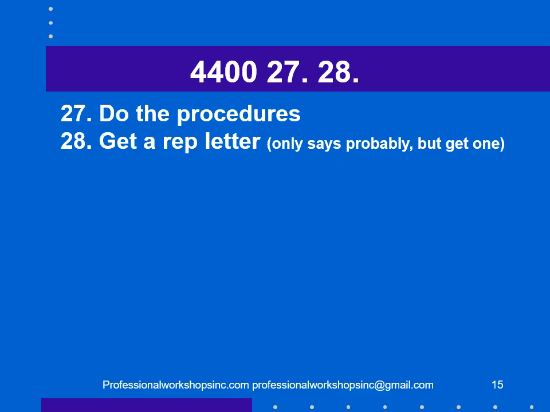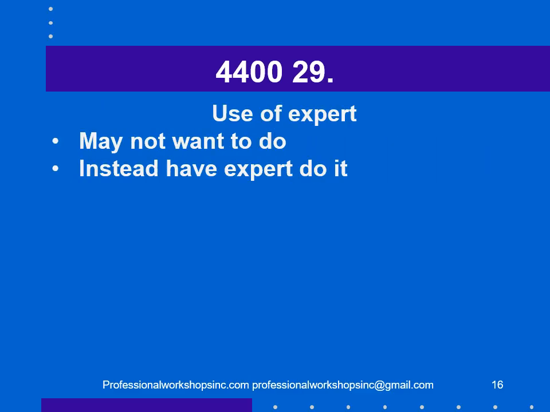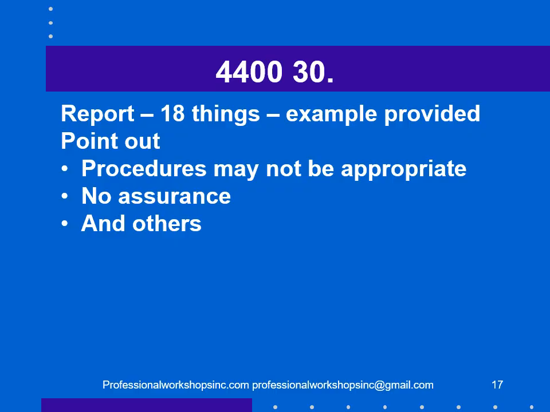And careful about this. 29 talks again about use of an expert, that you may not want to do it yourself because the expert should do it. We talked about that before. Important. 30 is the report. 18 things, an example is provided, and in the report we point out that the procedures may not be appropriate, that there is no assurance, and 18 things altogether. So the engaging party, the third party, has to be satisfied with that report.